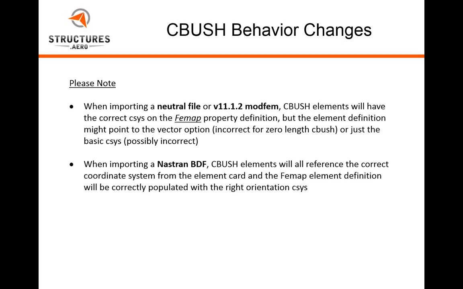So the model will have the same property as it did before when you import, but when you actually look at the element definitions, it may end up pointing to the vector option, if you did have a vector specified to help you orient a CBush. Or the CBush element definition might also just reference the 0 coordinate system, which could be incorrect if you did specify a unique coordinate system for orientations on the property definition before.